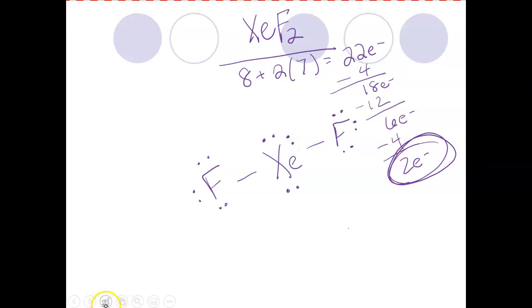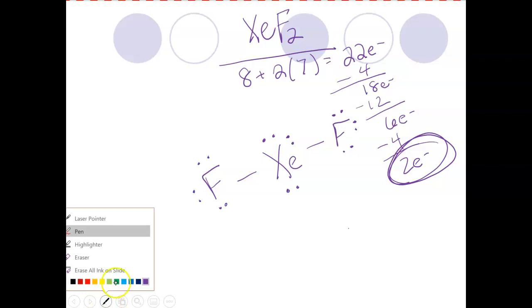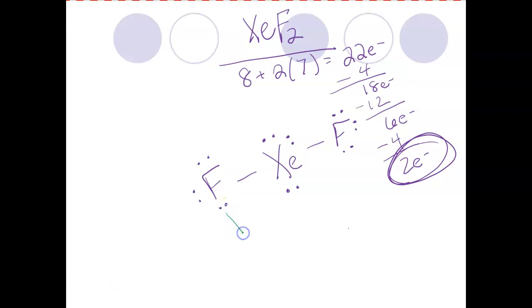Now I want us to check formal charges to see what this looks like. So fluorine. That's 0. That's 0. Oh yeah, 0.